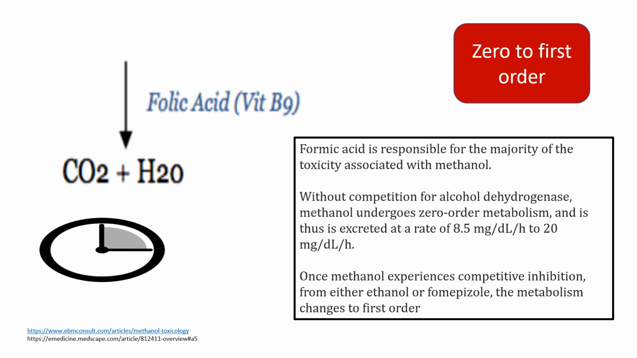Now, one thing is important to remember: formic acid is responsible for the majority of the toxicity associated with methanol. You can see my previous slide for that. Without competition for alcohol dehydrogenase, which converts methanol into formic acid and formaldehyde, methanol undergoes zero order metabolism and is thus excreted at a rate of 8.5 milligram to 20 milligram per dL per hour. However, if methanol experiences competitive inhibition because of omeprazole and other drugs, for example ethanol, the metabolism changes to first order and it helps to excrete the methanol outside the body.